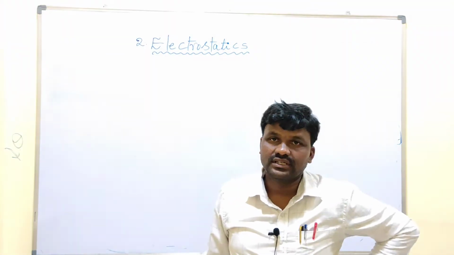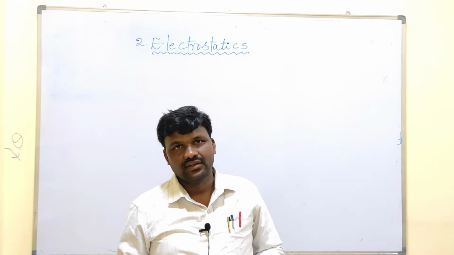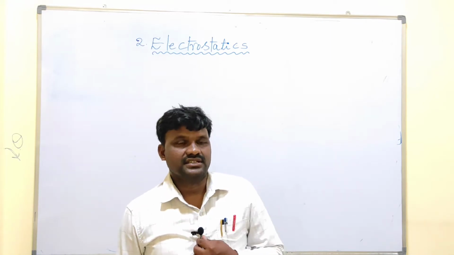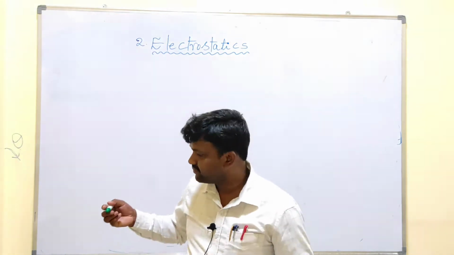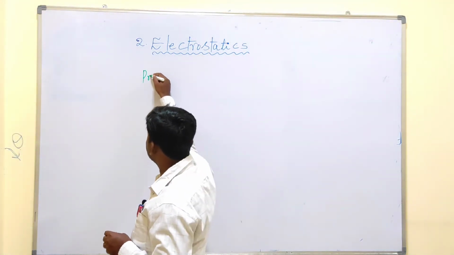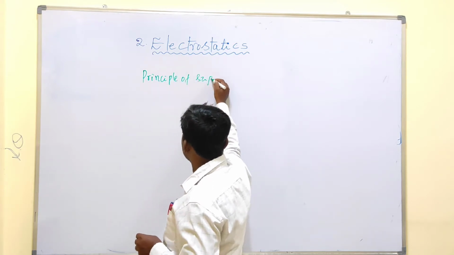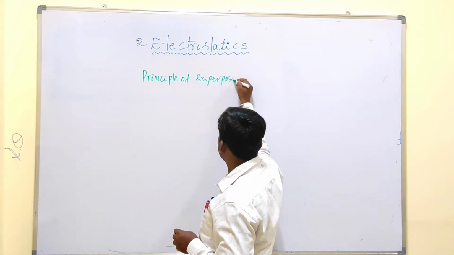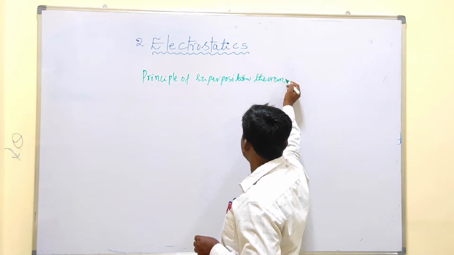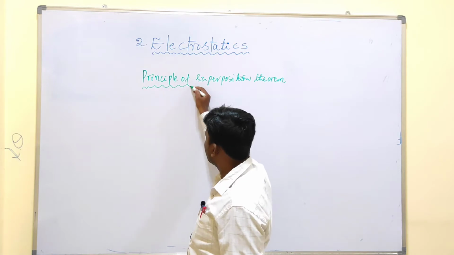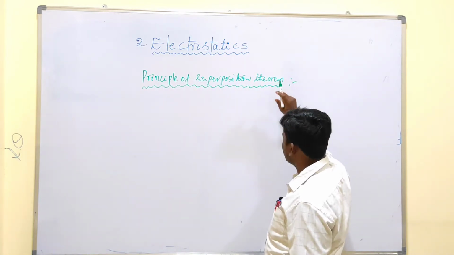In this class, we will discuss one of the important parameters in our electromagnetic theory, that is electric field intensity. In the last class, we discussed the principle of superposition theorem. This theorem can be applied if there exist point charges more than 2.